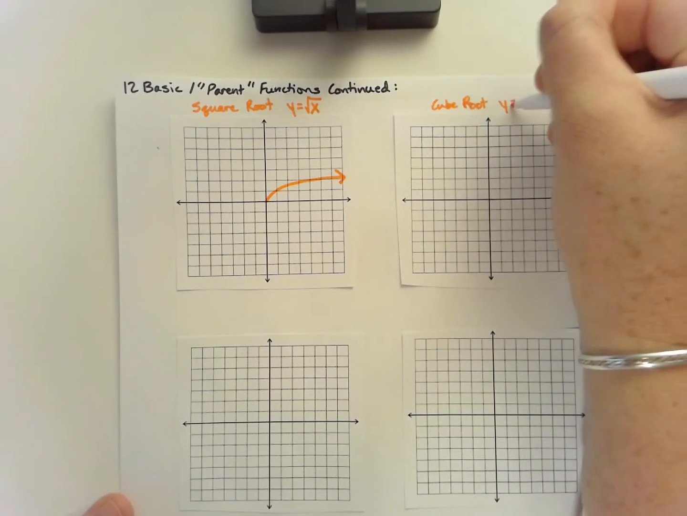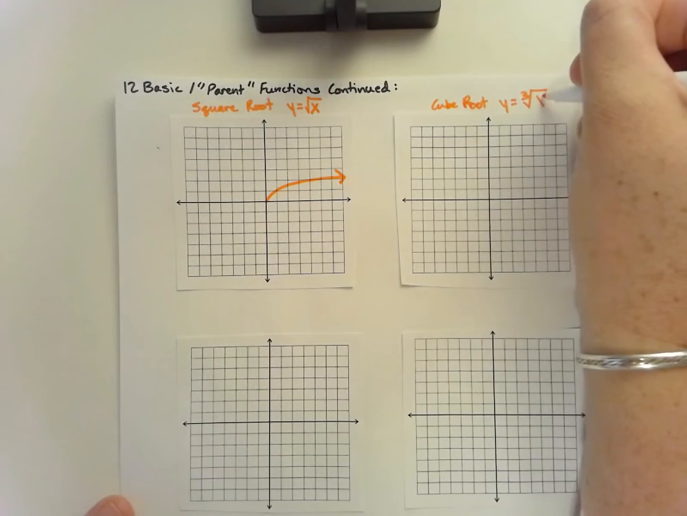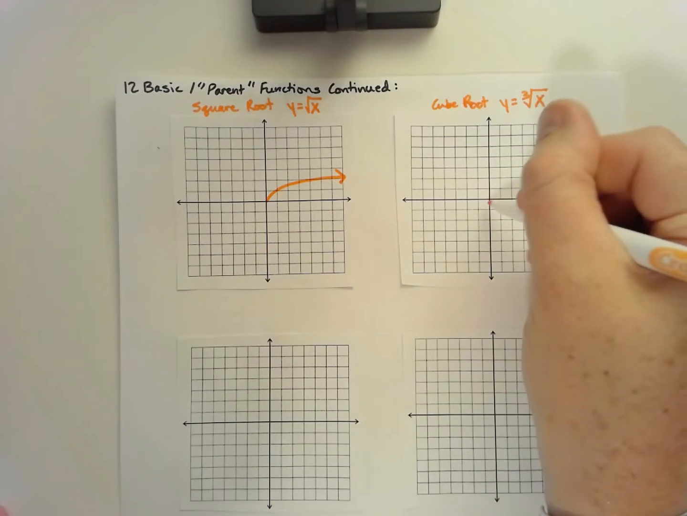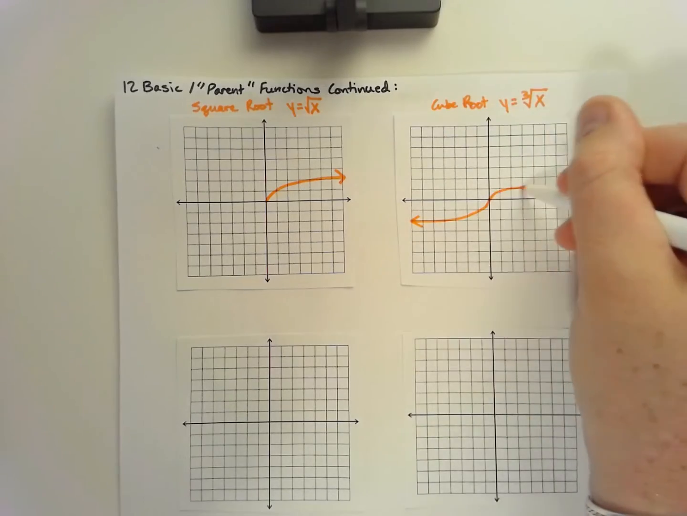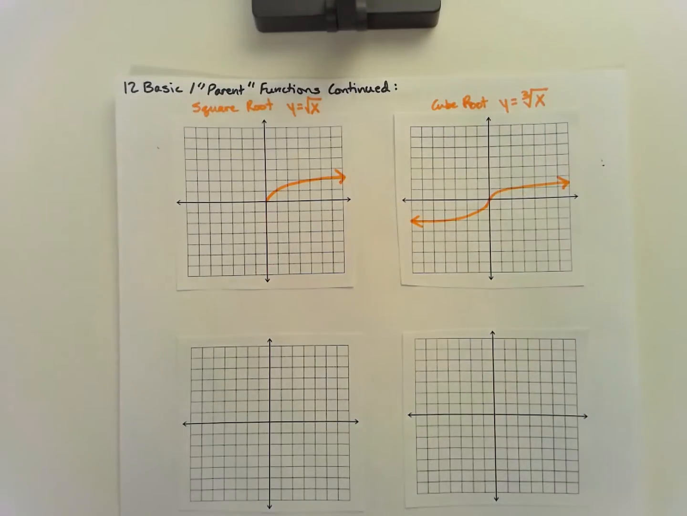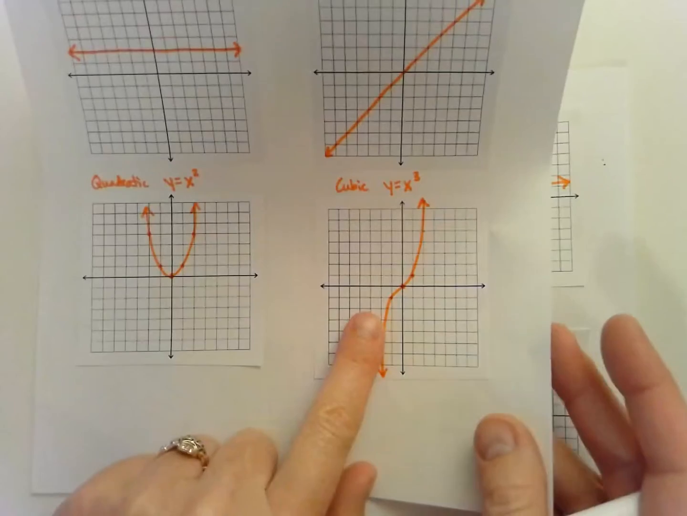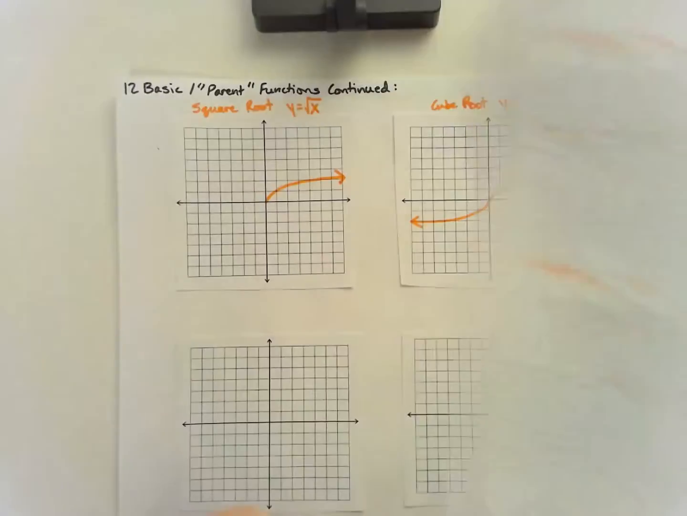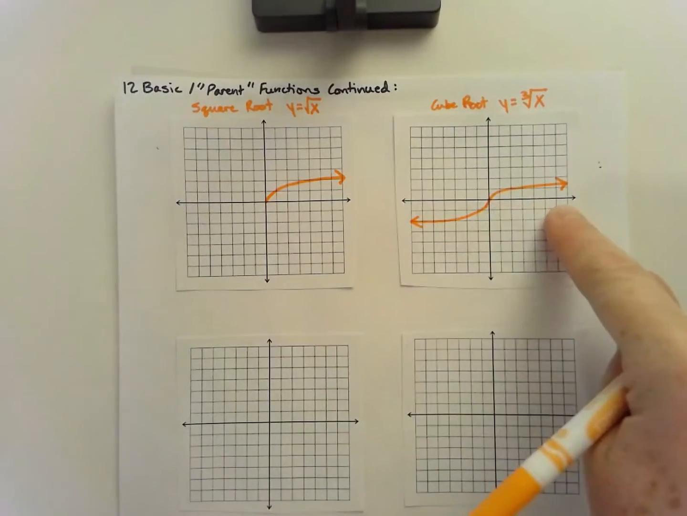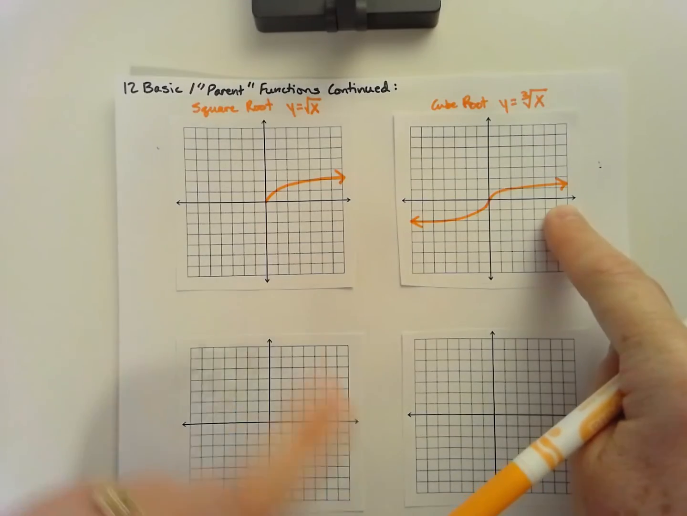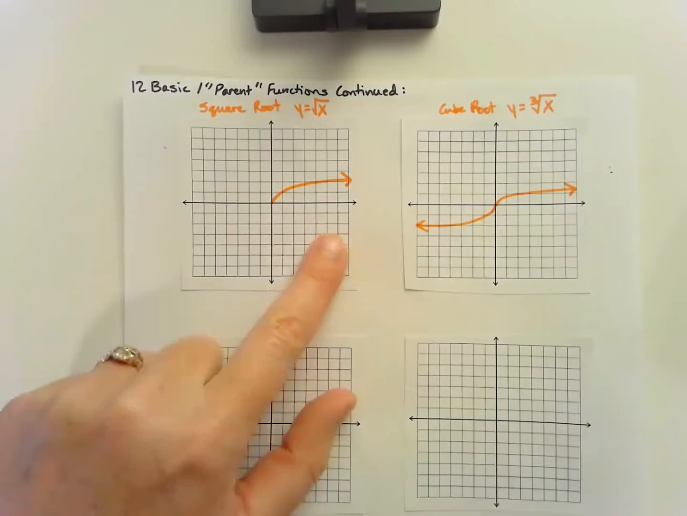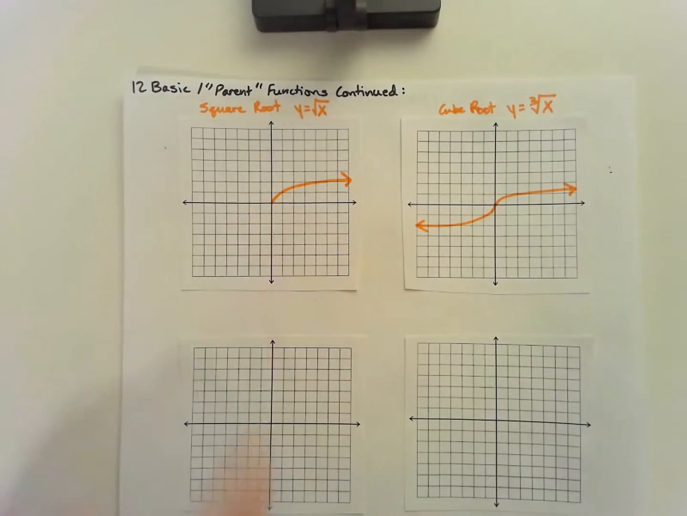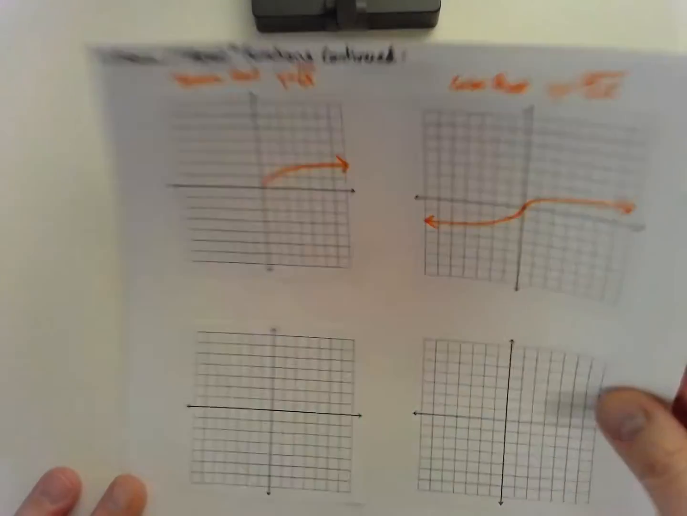The cube root function is just simply y equals the cube root of x. So this one can have negative values for x, so it kind of looks like a sideways version of cubic. So here's cubic. Think of it as turning it sideways, because this is the inverse function for cubic. And square root kind of looks like a sideways quadratic function. It just can't have those negative values for x. So that's why it looks a little different.